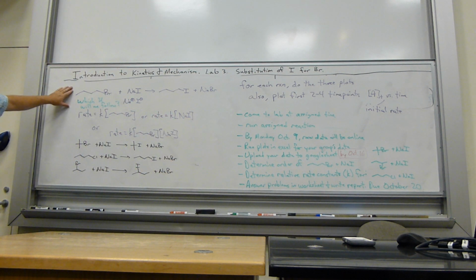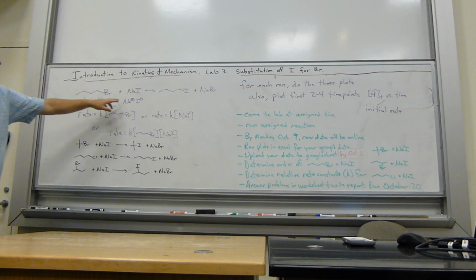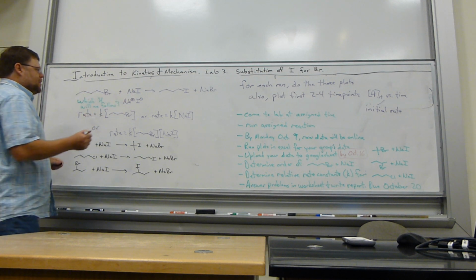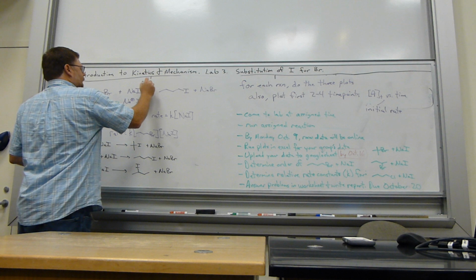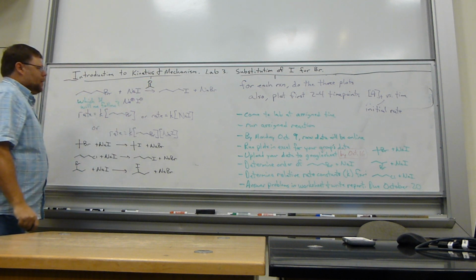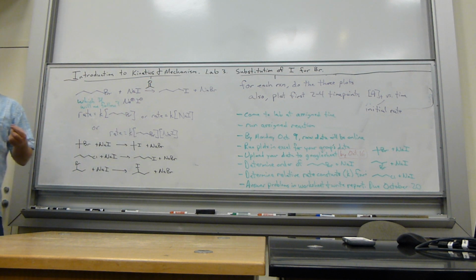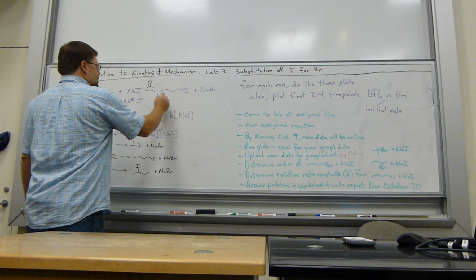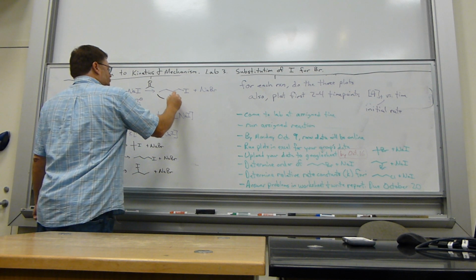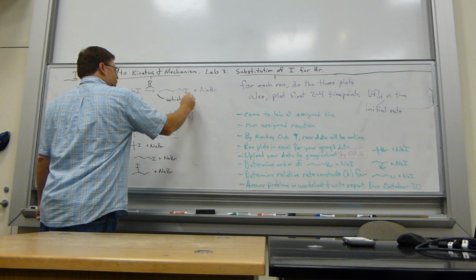There's going to be a bunch of reactions with N-butyl bromide plus sodium iodide, and the solvent is going to be acetone. The solvent just sort of provides a medium for the reaction to happen in. It doesn't actually participate. But if you look at this reaction, which side is favored?